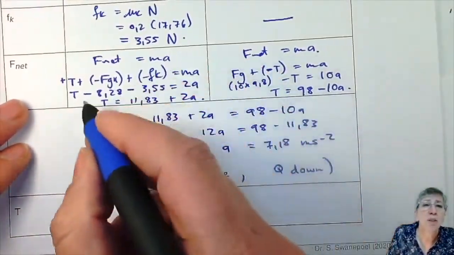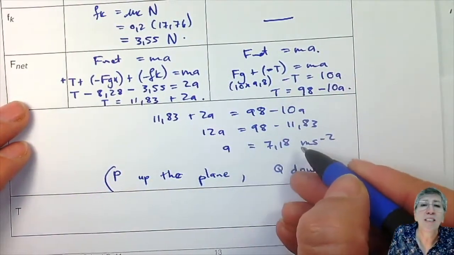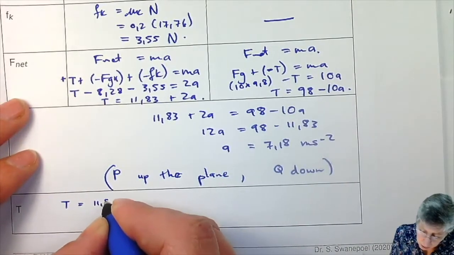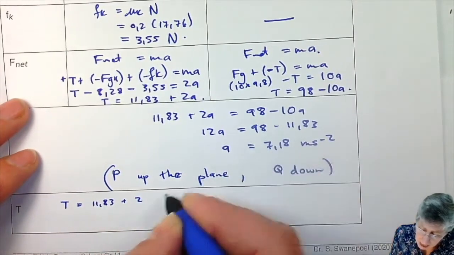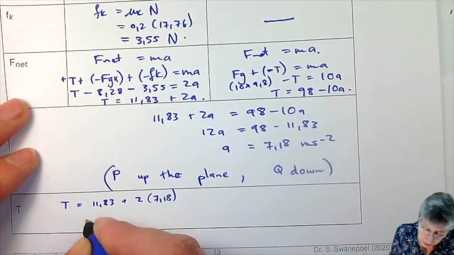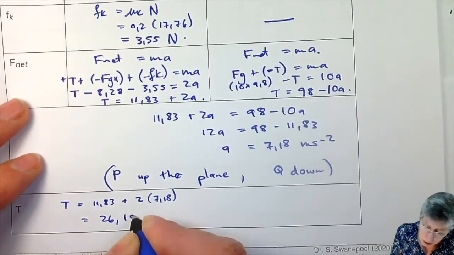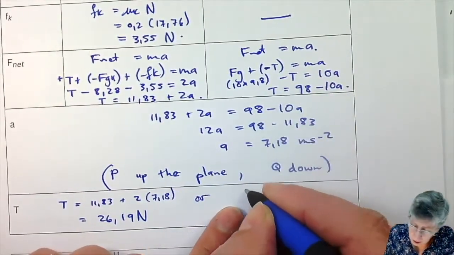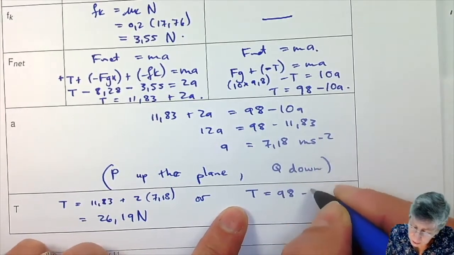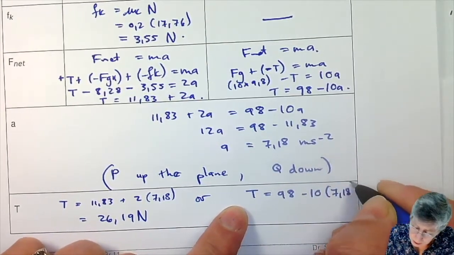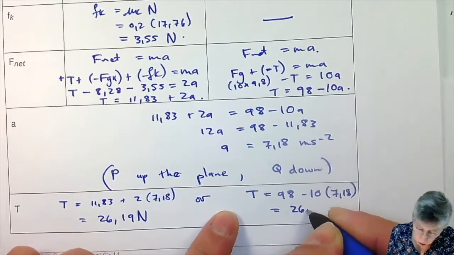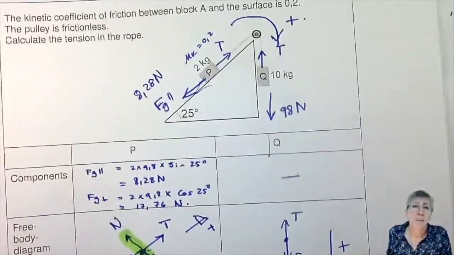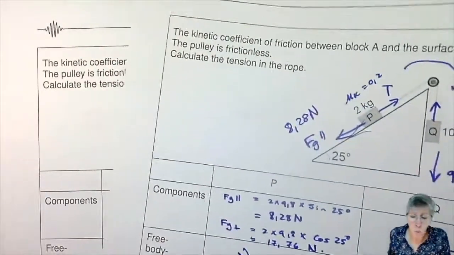And now you have a choice of working with this one or working with that one and substituting a back into that. So if you work with this one, it ends up being 11,83 plus 2 times a, which was 7,18, and that gave you 26,19 newtons. Or if you use that one, you only had to do one, was 98 minus 10 times 7,18, ending up with 26,20, just a little rounding difference. Right, so let's move on and do one more.